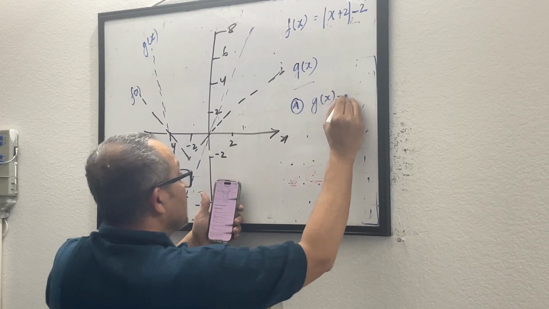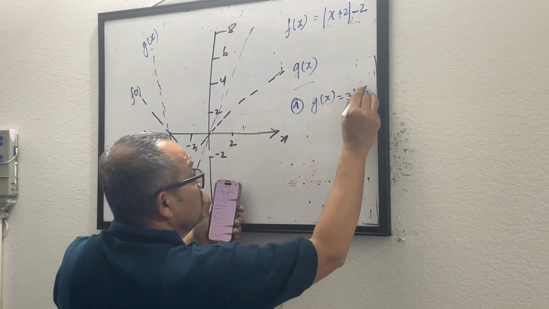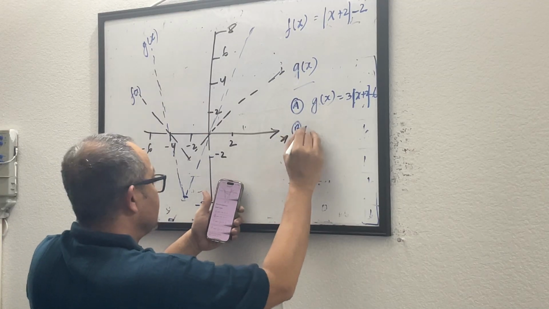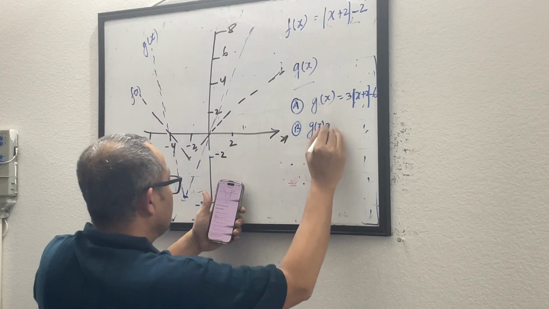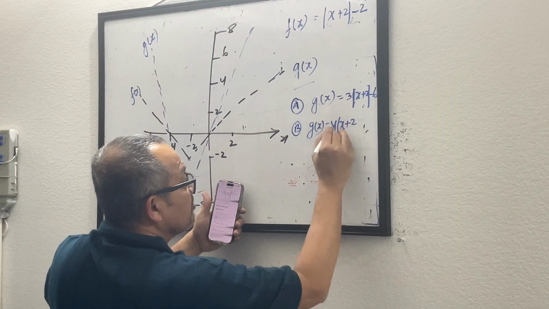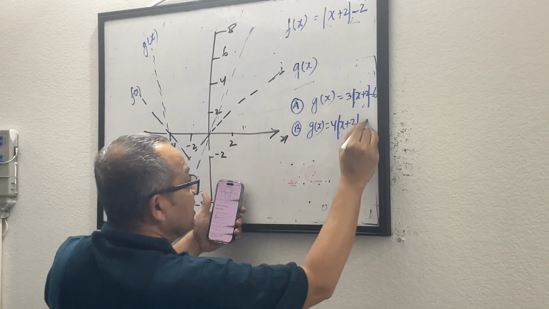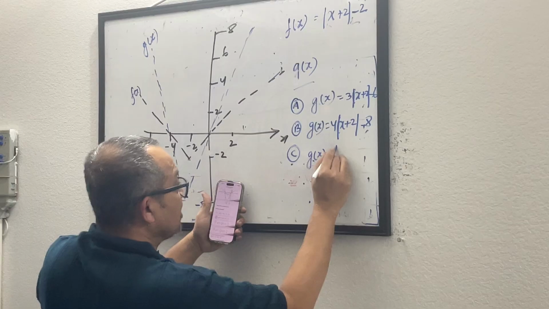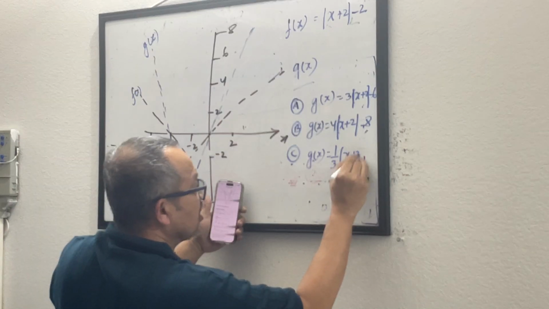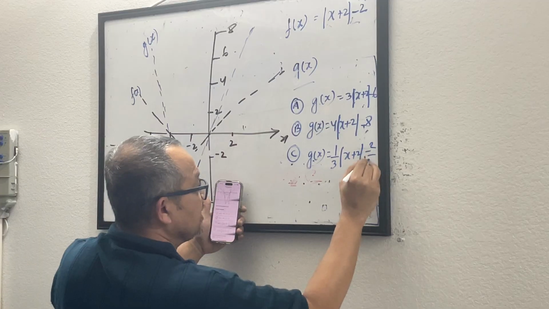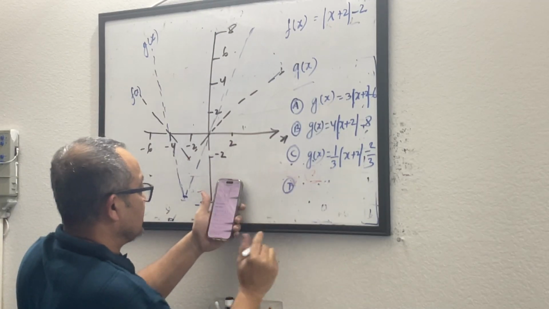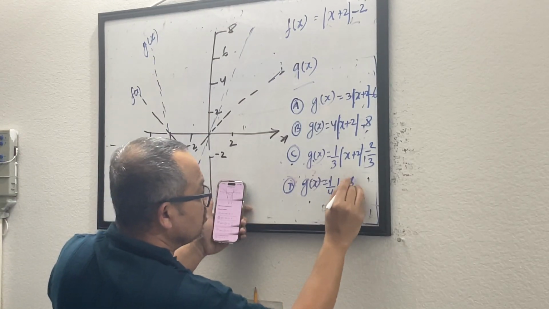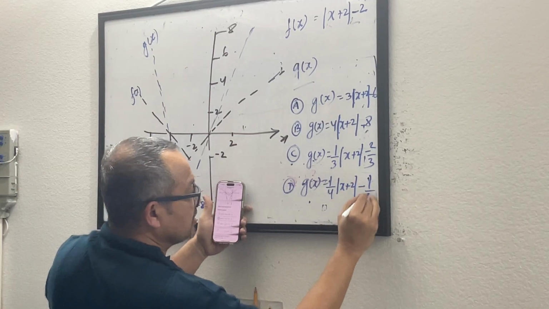Option A: g of x equal to 3 times mod of x plus 2 minus 6. Option B is g of x equals 4 times mod of x plus 2 minus 8. Option C is g of x equal to 1 by 3 mod of x plus 2 minus 2 by 3. And option D is g of x equal to 1 by 4 mod of x plus 2 minus 1 by 2.